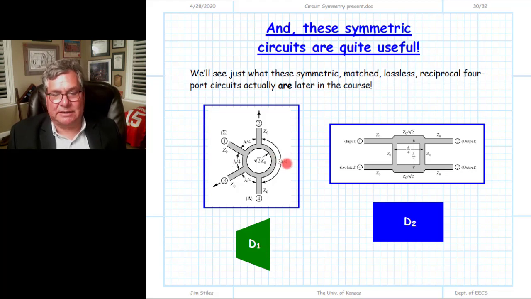So this is a useful device. It's called a ring hybrid or 180-degree hybrid. It's a coupler that you can learn about in the coupler section there.